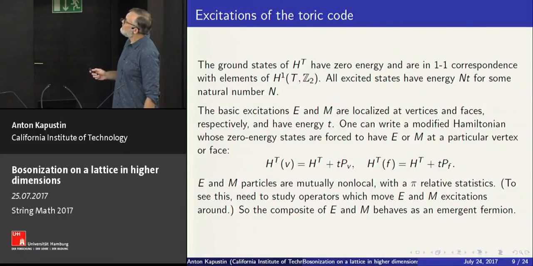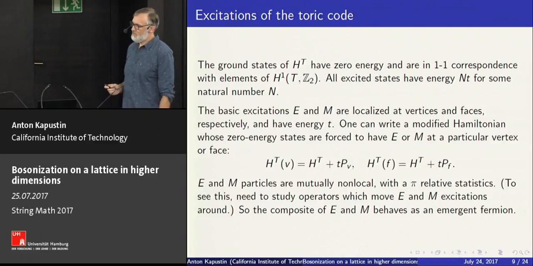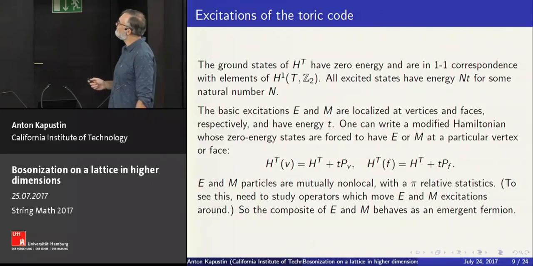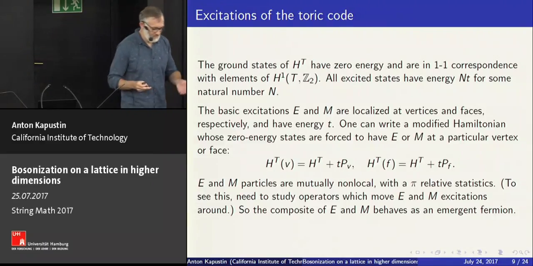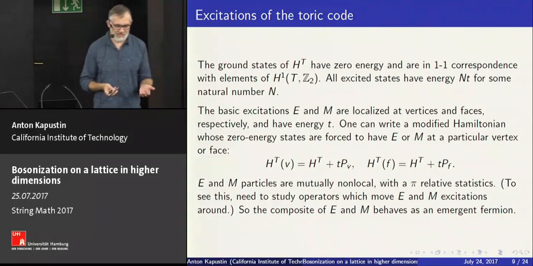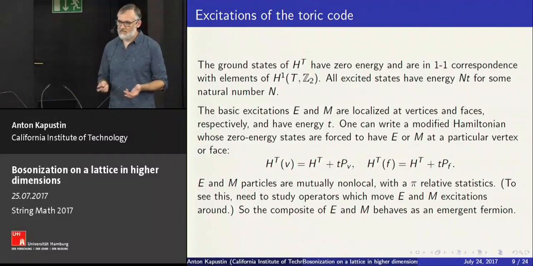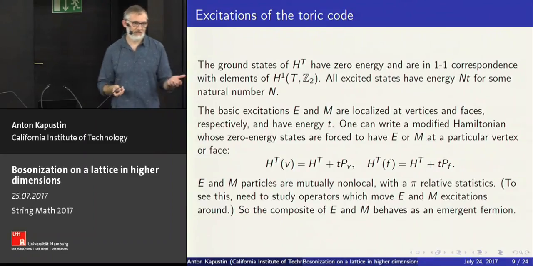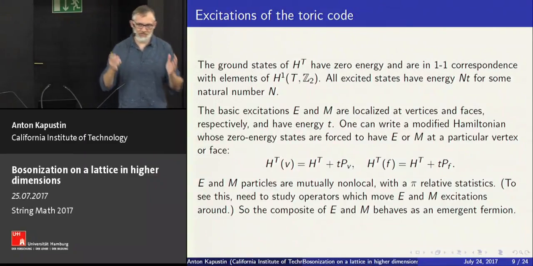Now, from the view of a condensed matter person, there are also excitations, which are states that do not satisfy some of these constraints. Excited states always have energy a multiple of T, and the basic excitations just have energy T, and there are two kinds, electric and magnetic, which we call E and M. Now, if I take T to infinity, of course, these guys will just go away. So in order to keep the information about them, I'm going to consider modified Hamiltonians, where the E particle sitting at some particular place on the lattice, or the M particle, actually has zero energy instead of energy which diverges as T goes to infinity.